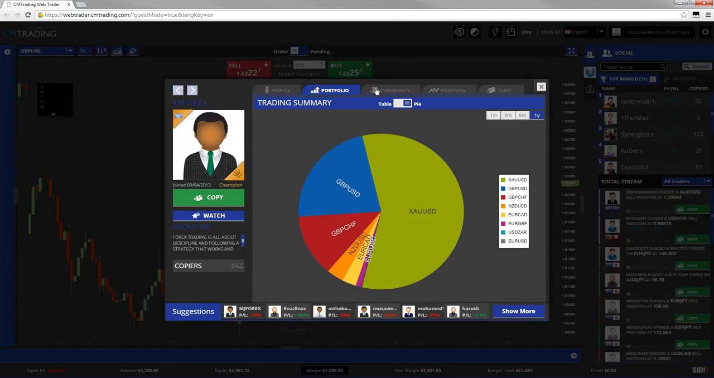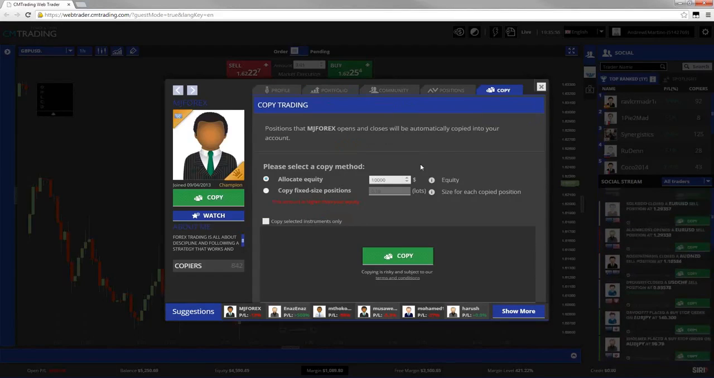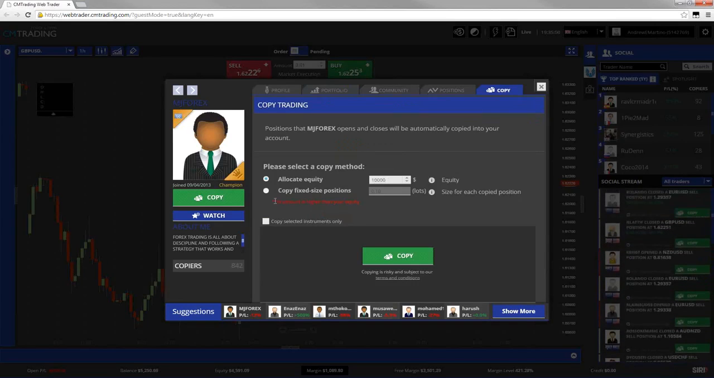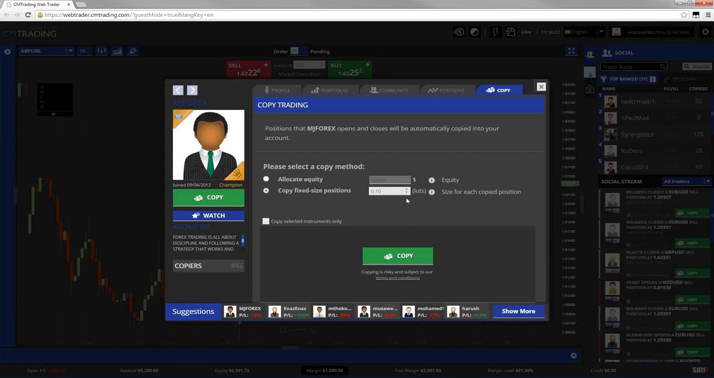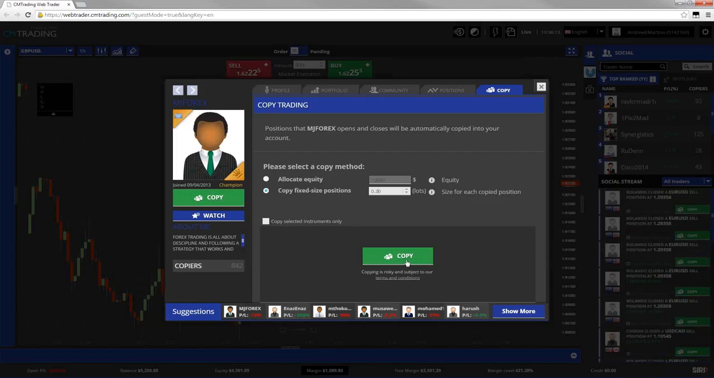Okay, so just moving on to, again, the copy tab. As you can see here, if we wanted to copy MJ Forex, we would either allocate by dollar, or we would allocate by copy fixed size positions. We can change that to whatever we want, half a lot, or if we wanted to open up one lot for each position, and then it would just be as simple as clicking on the copy button and we're copying him. It really is that easy.